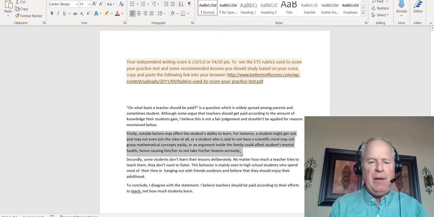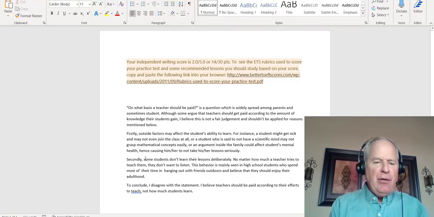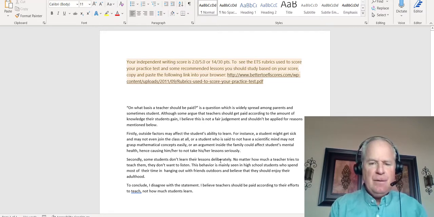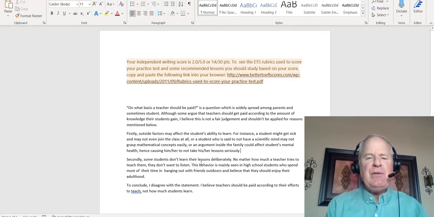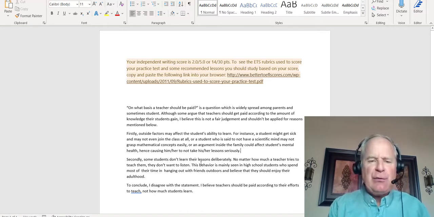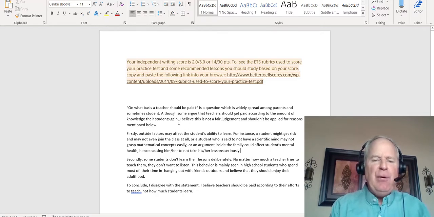So putting them all in the same paragraph, but only explaining all 3 in 64 words, that's just not enough development. You have another one, "some students don't learn their lessons deliberately," so maybe this is a motivation factor. "This behavior is mainly seen in high school. Students spend most of their time hanging out with friends and believe they should enjoy their adulthood." So do you have a specific example that you can use to illustrate this? What you have to do is take these different reasons, right? And then put them into the thesis to give your thesis more of a focus. And I think you'll score much higher.